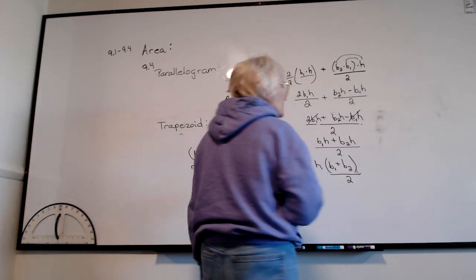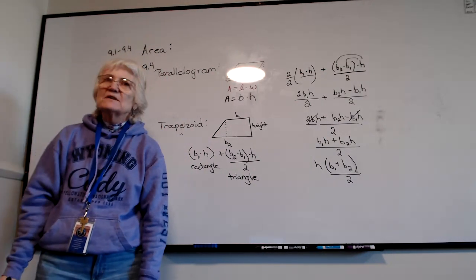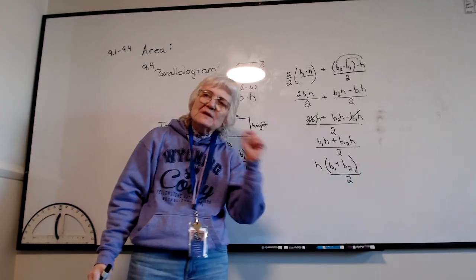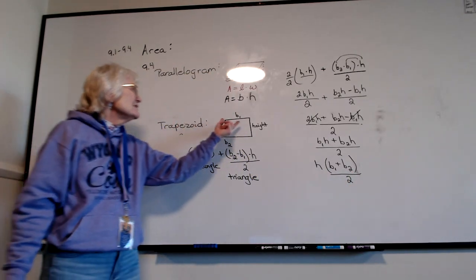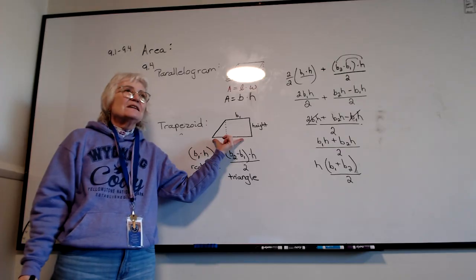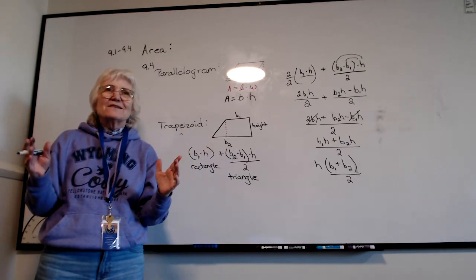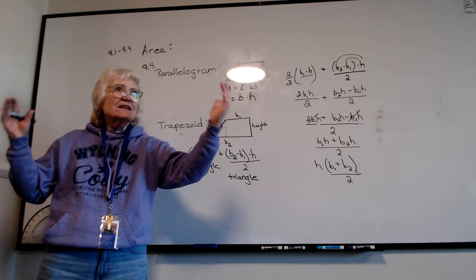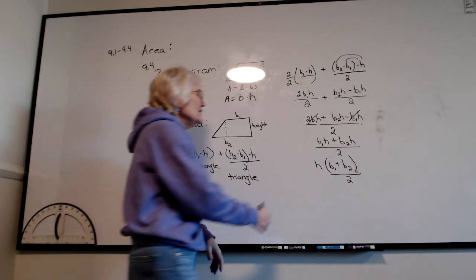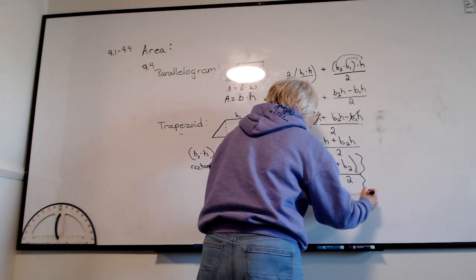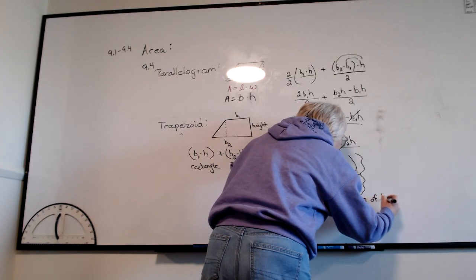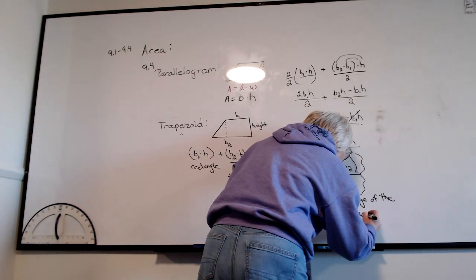I don't have to have this over 2. It's going to do the same thing, because if I multiply these two and then divide by 2, what it ends up being is you are actually taking the average of the two bases, and that's going to be the length of your width. That's going to be the length of your rectangle, and then you're multiplying it by that. So this part is the average of the two bases.